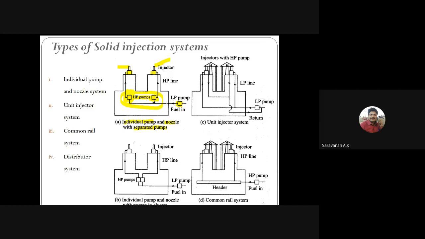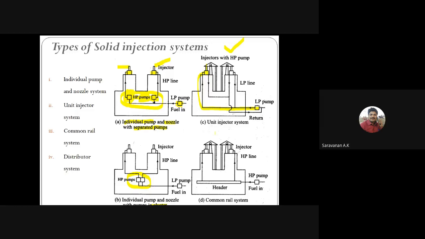If the pumps are placed in a single space, that place is called the cluster, right? Here you can see the pumps placed in a single space. Then the second one is the unit injector, that is this diagram, right? In this diagram you can see from the low pressure pump, the fuel will be fed directly to the injection pump, right? There the pressure will be developed and the high pressure fuel will be injected to this nozzle, right?